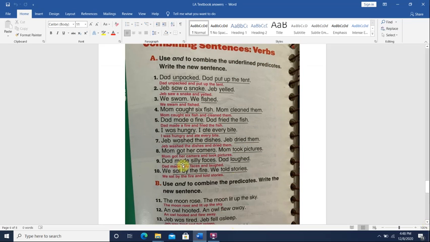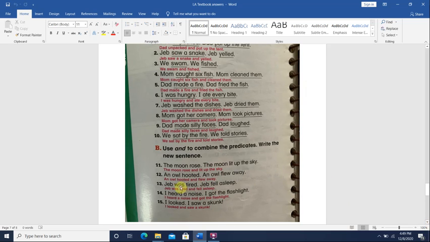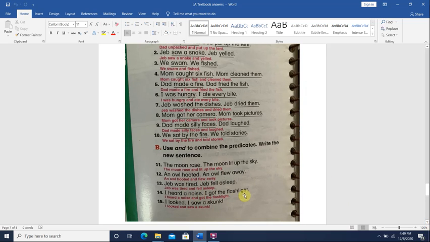Okay. Dad made silly faces and laughed. We sat by the fire and told stories. Here is the same thing. The moon rose and lit up the sky. An owl hooted and flew away. Jeb was tired and fell asleep. I heard a noise and got the flashlight. I looked and saw a skunk.